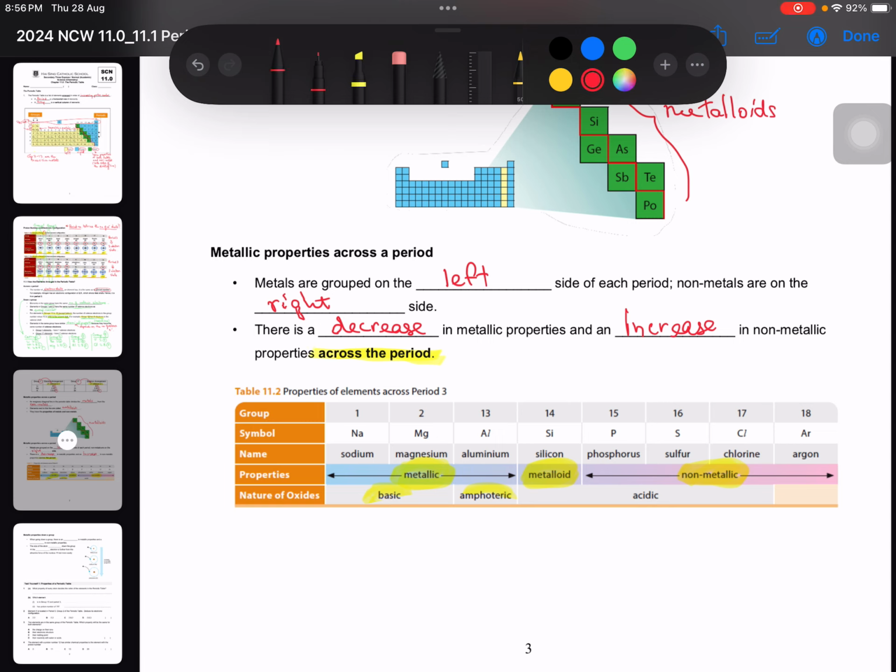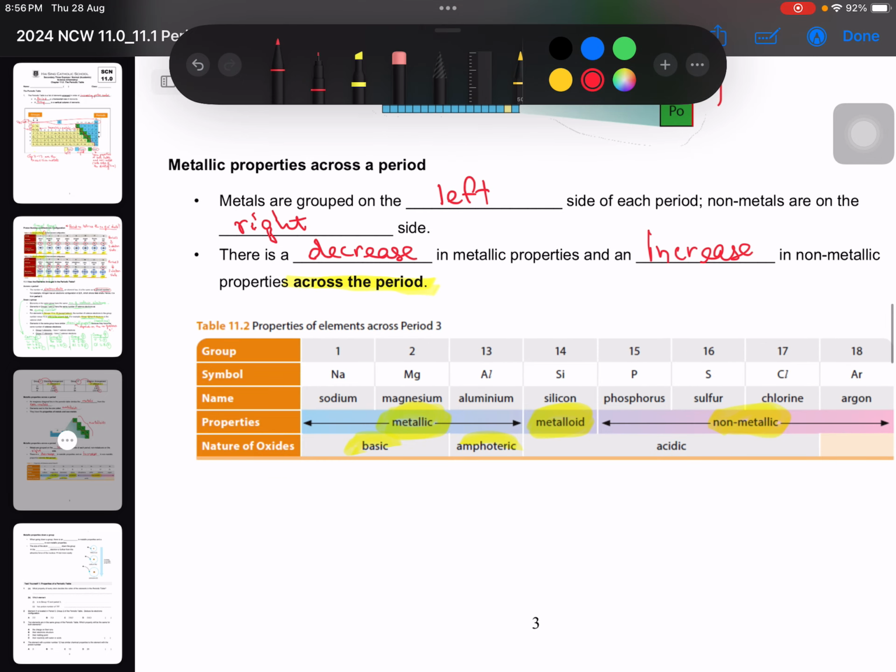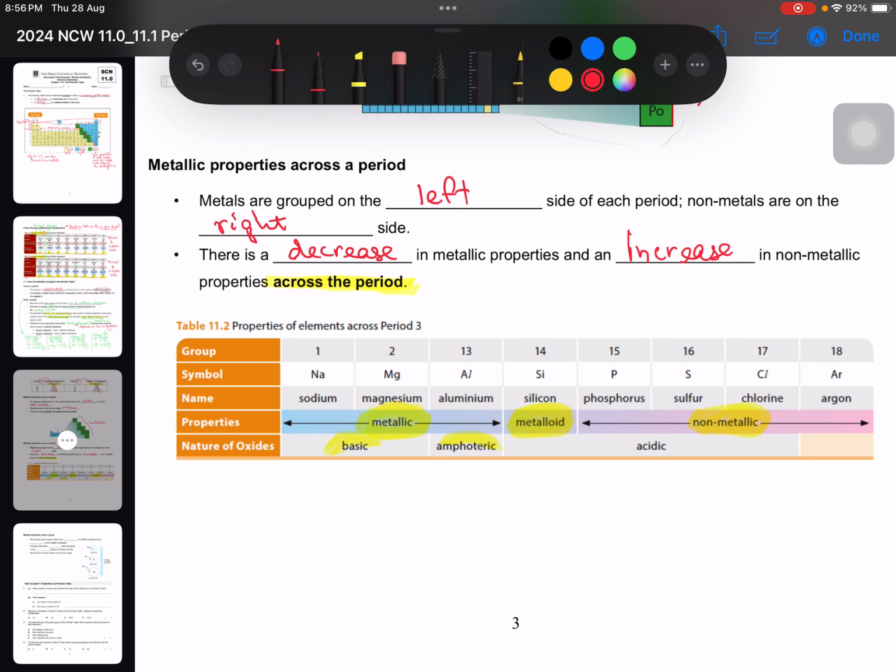So as you can see here, on the left, group 1, 2, 13, things like sodium, magnesium, aluminium, they are metallic. Then you hit silicon. Silicon now is a metalloid. Then phosphorus will become non-metal already. So as you go from left to right, the metallic character decreases. It becomes less and less metallic.